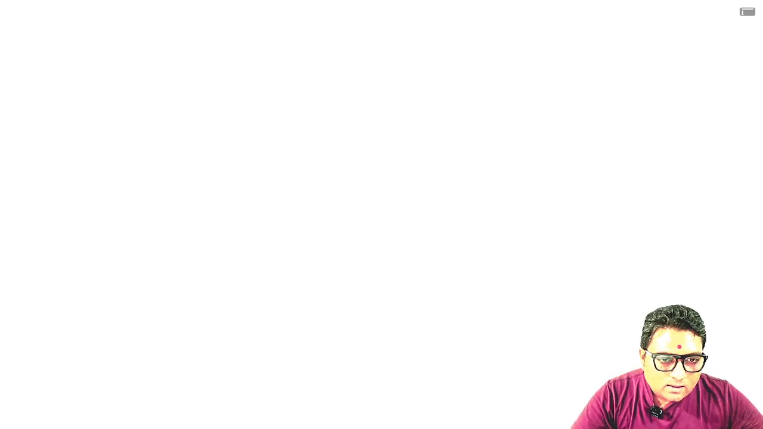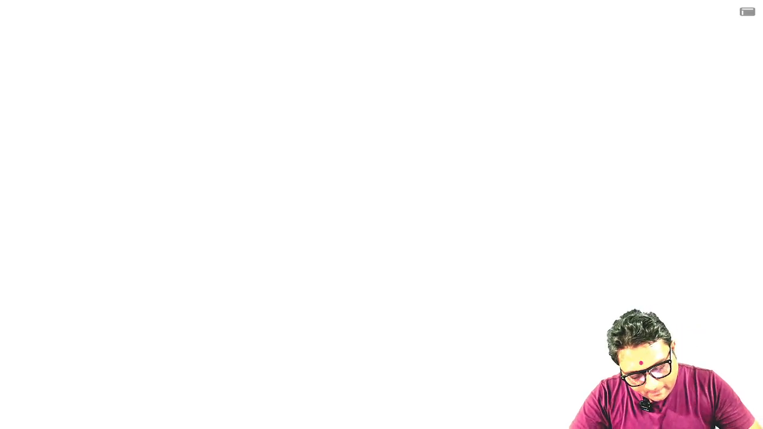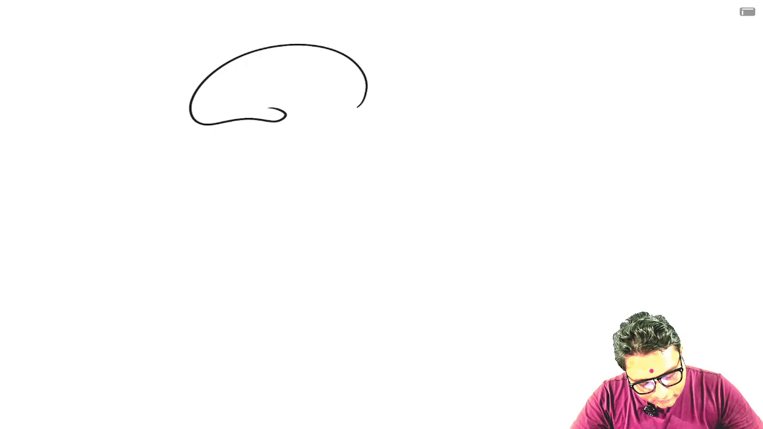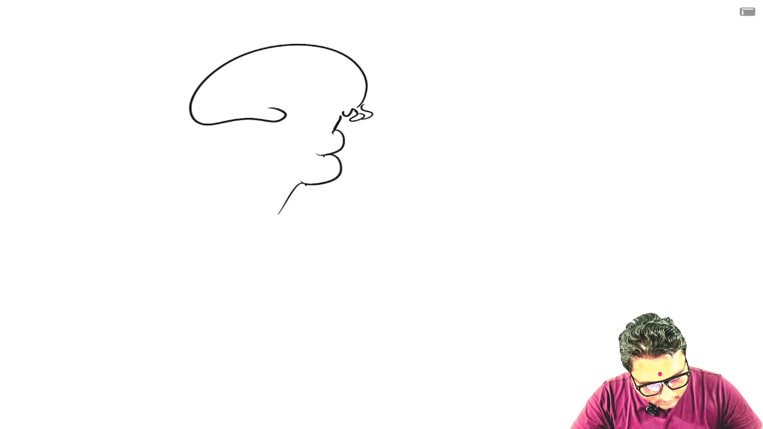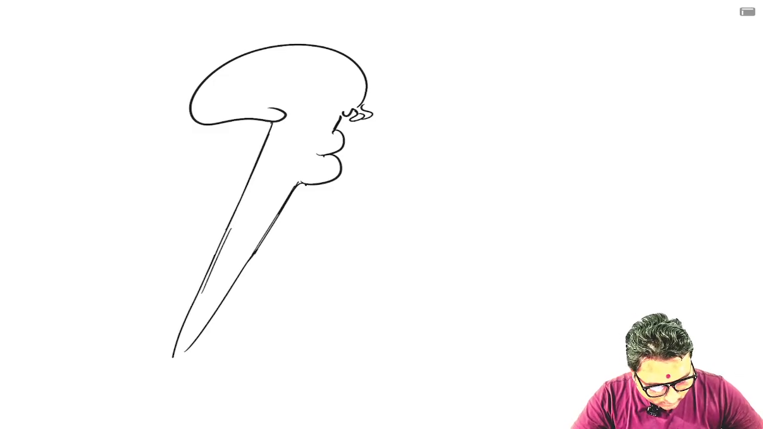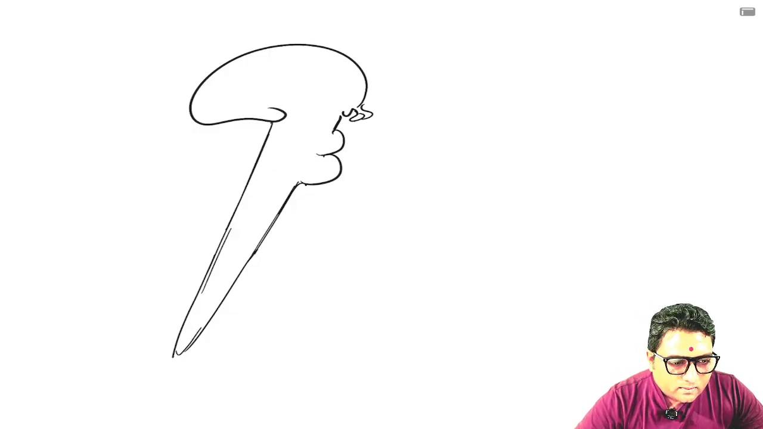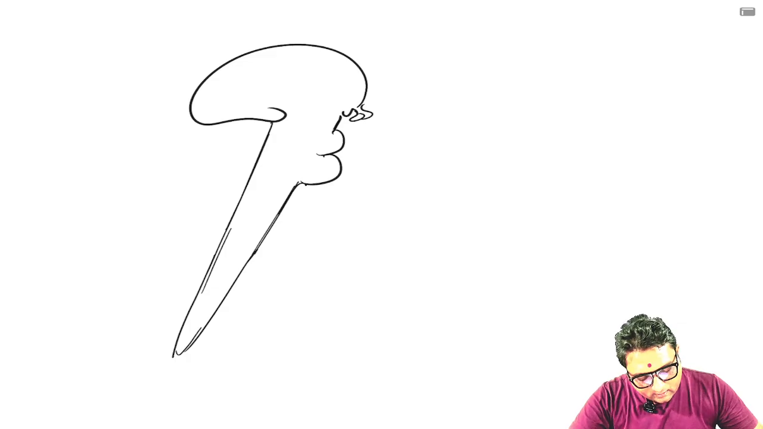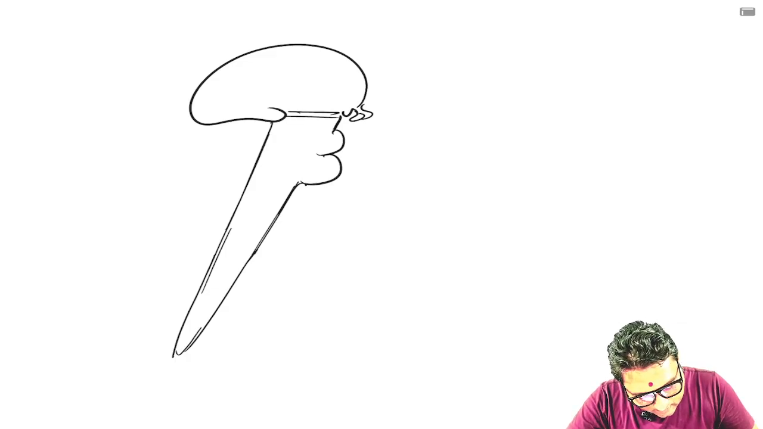Now we all know that the brainstem of the central nervous system has three parts. As you know, midbrain, pons and medulla. And medulla continues as the spinal cord, right? Now this brainstem has three parts: midbrain, pons and medulla.